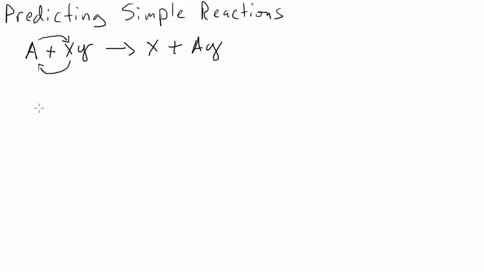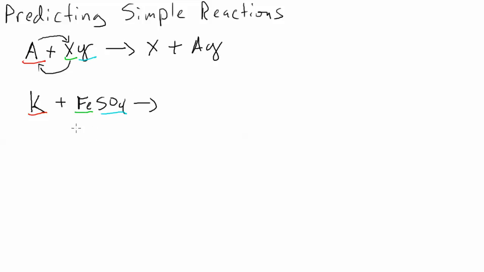You could have, say, potassium reacting with iron sulfate. So how does this pattern apply? Let me show you where the A, X, and Y are here. We'll say that A is red, X is green, and Y is blue. So A in this pattern would be potassium, X would be the iron, and the Y would be the polyatomic ion sulfate.